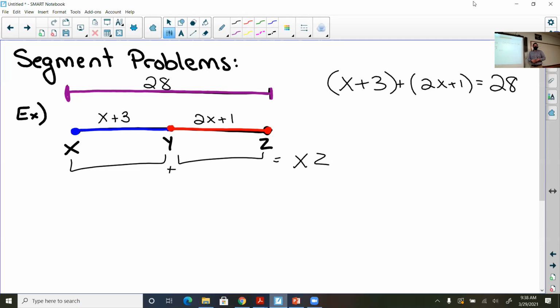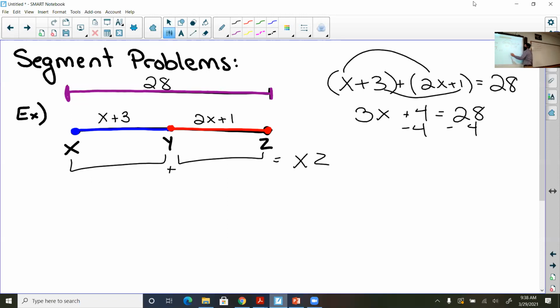So the first thing I'm going to do is combine like terms. So I have a 2x and an x. When I combine them, I get 3x. I have a 3 and a 1. When I combine them, they give me 4. So I have 3x on the left, I have 4 on the left, and I have 20 on the right. I'm now down to a two-step equation.